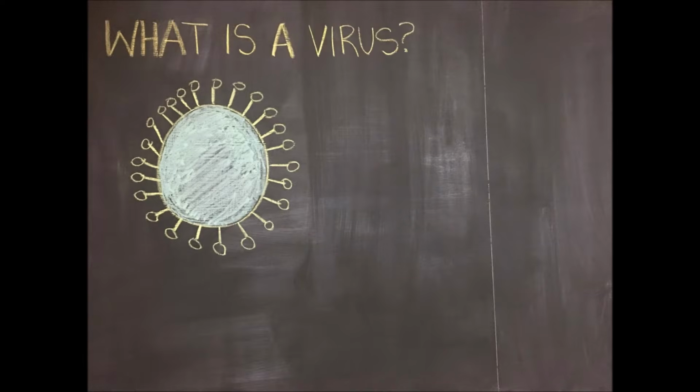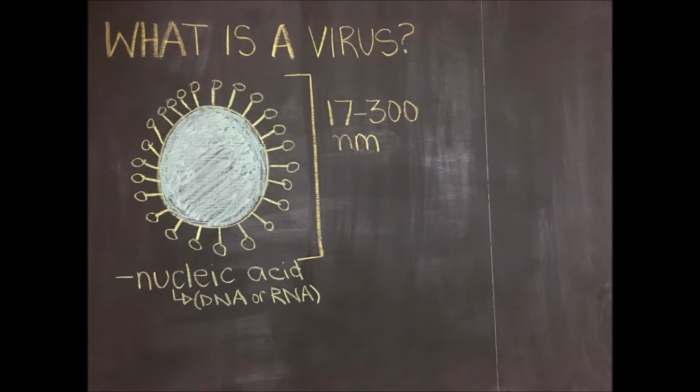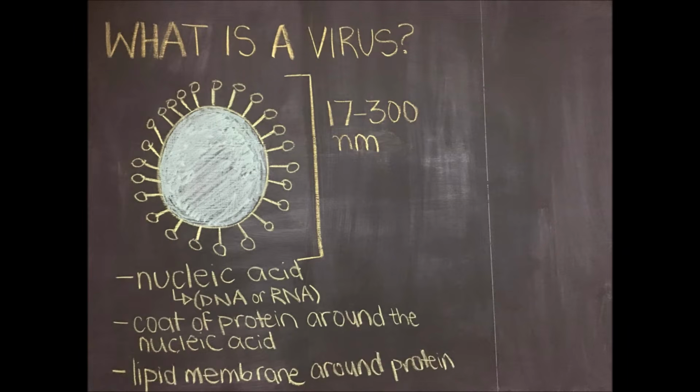First of all, what is a virus? Virus particles are 17 to 300 nanometers long. A virion is made up of nucleic acid, which is a set of genetic instructions. This can be either DNA or RNA, and can also be single-stranded or double-stranded. A virion also has a coat of protein surrounding the DNA or RNA in order to protect it, and it also has a lipid membrane surrounding the protein coat.